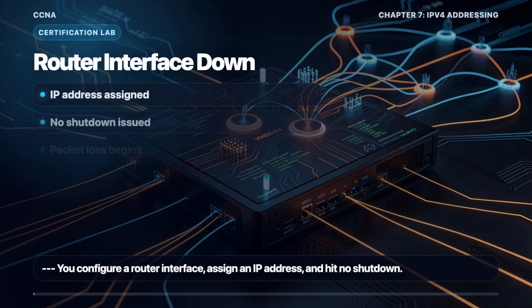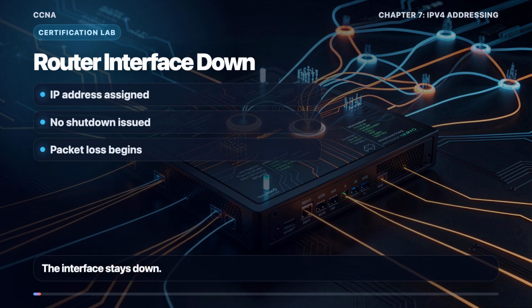You configure a router interface, assign an IP address, and hit No Shutdown. The interface stays down. Every packet you send vanishes into the void. The network is dark. What went wrong? It starts with understanding how IPv4 addresses work.